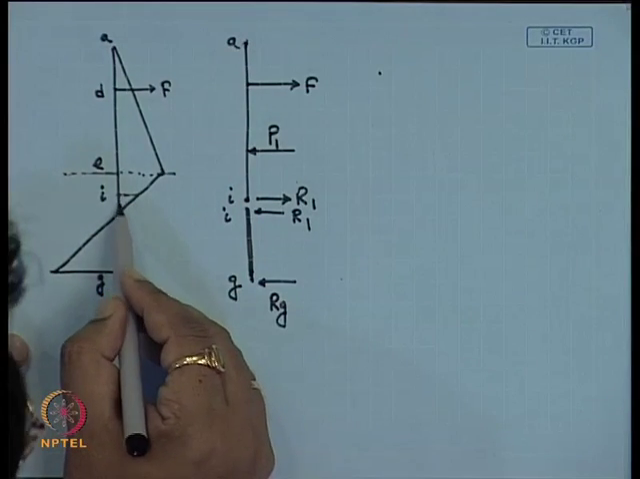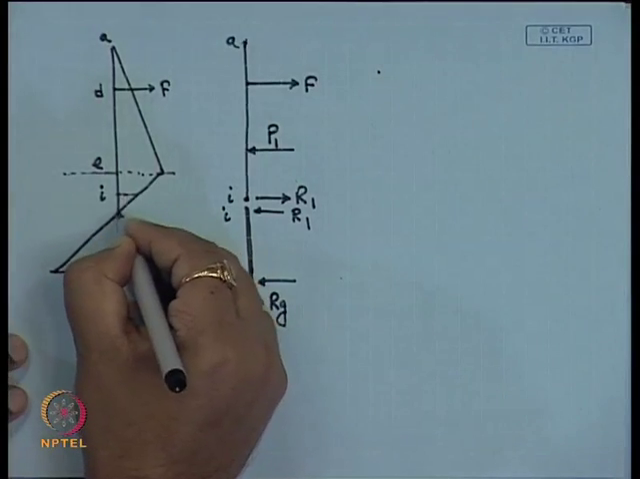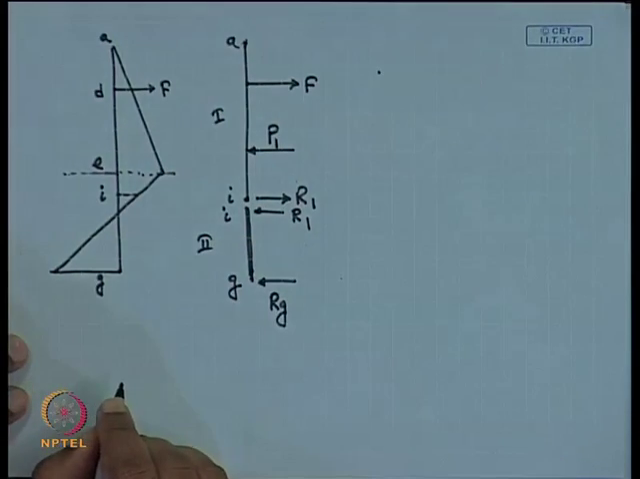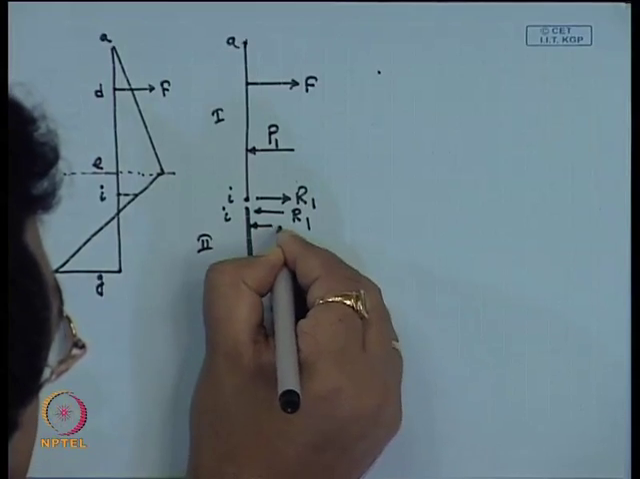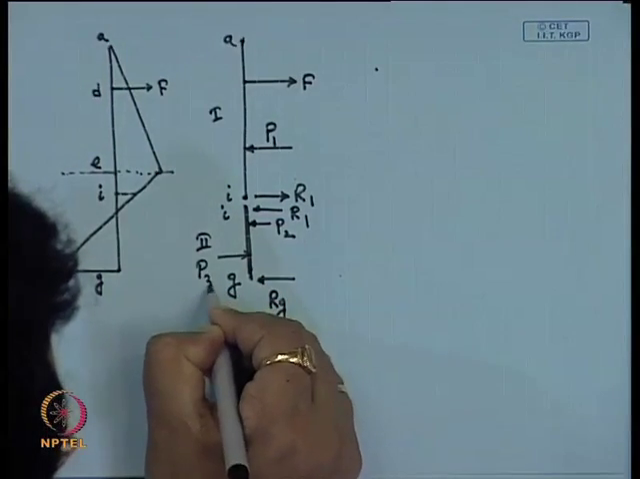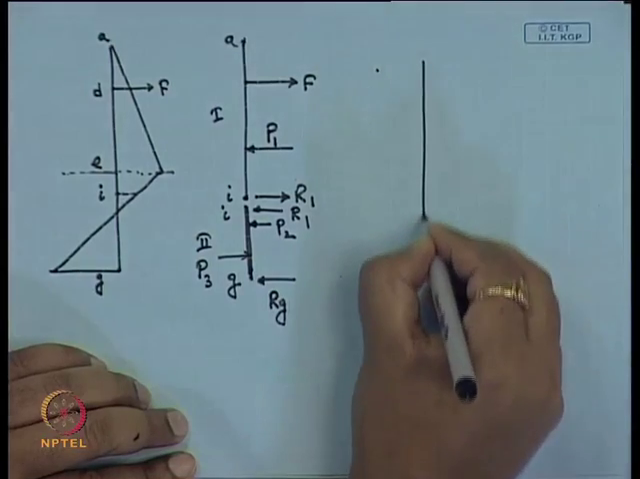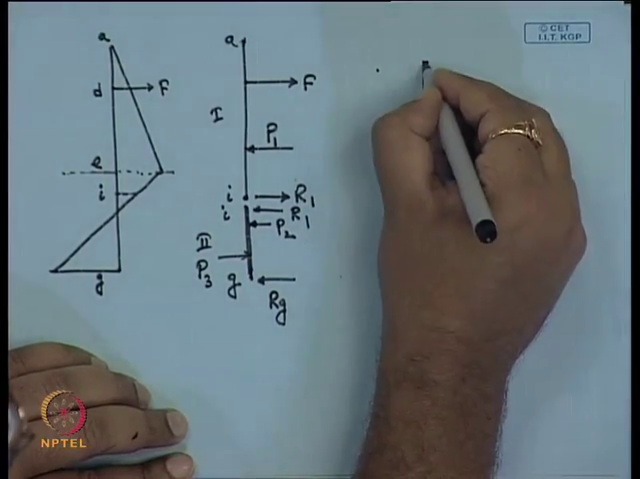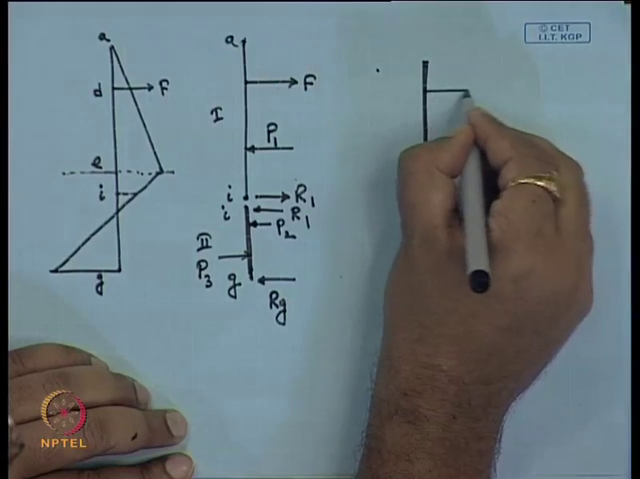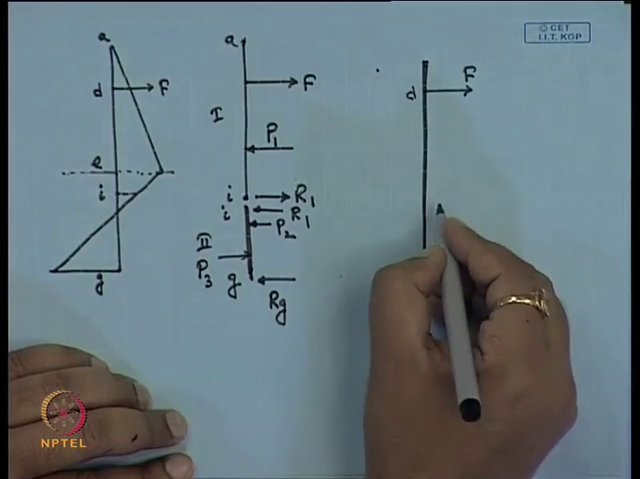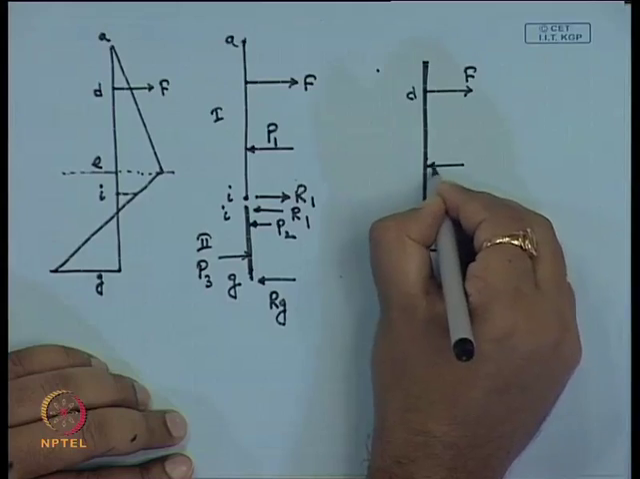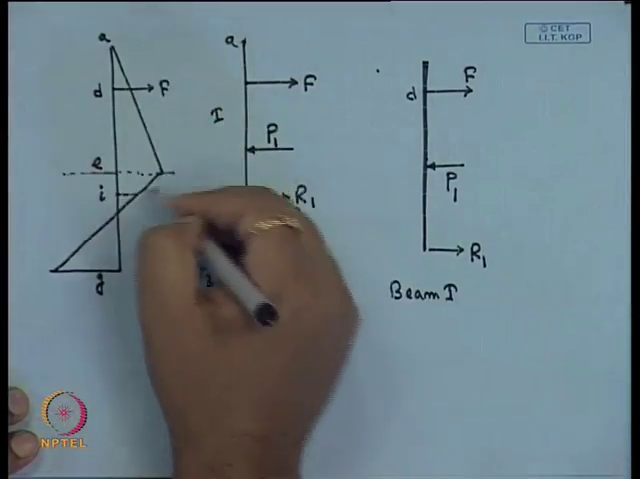Similarly, in the second beam, one pressure will act here because of this small triangular pressure. So, this is beam 1, this is beam 2. P2 will act here, and on this side, for the triangular opposite direction pressure, P3 will act. If I take beam 1 separately, one force F is acting at the D level, then this reaction R1 will act and this force P1 will act, the force for this earth pressure.